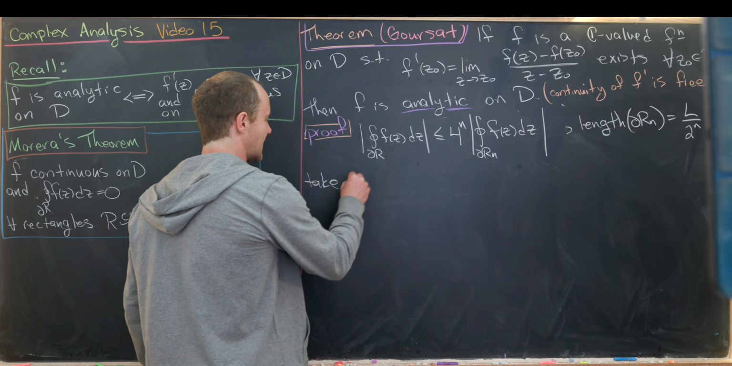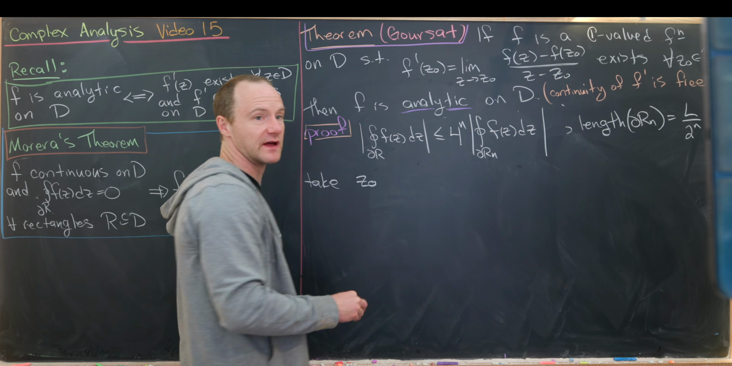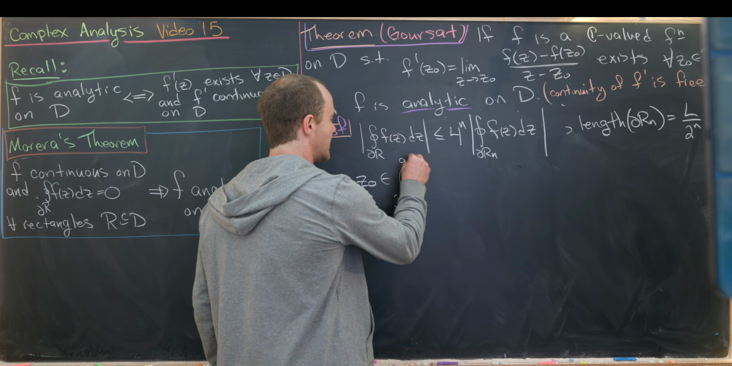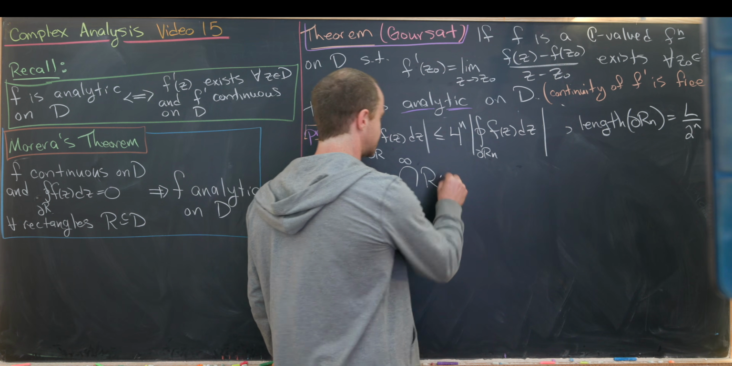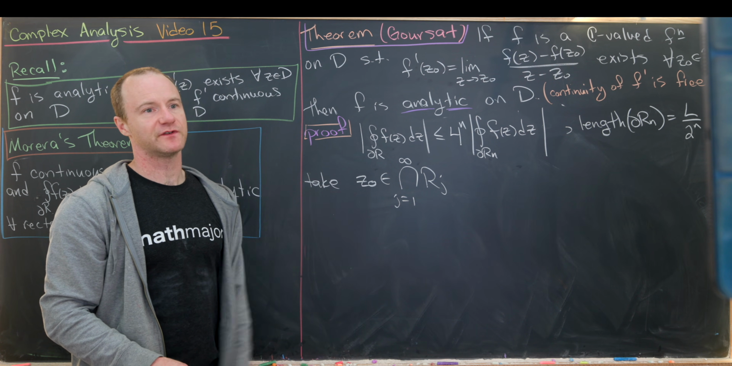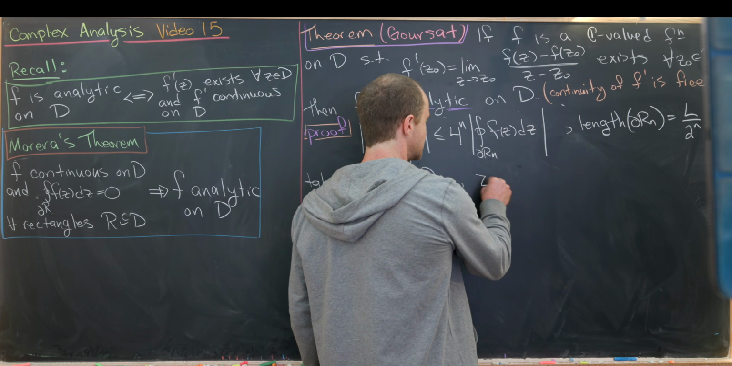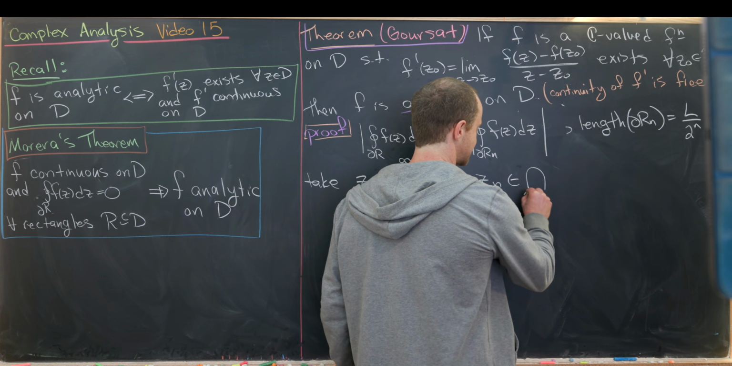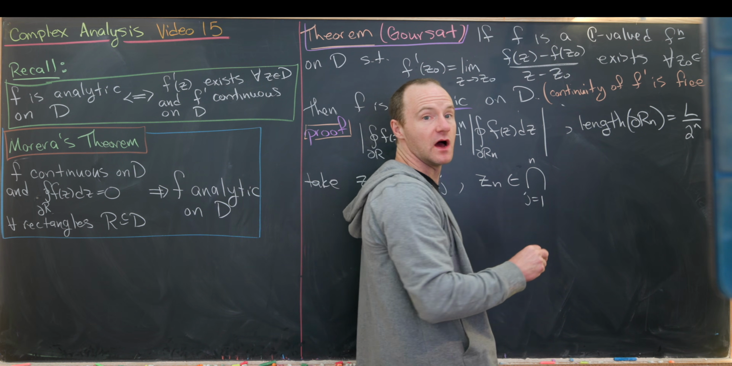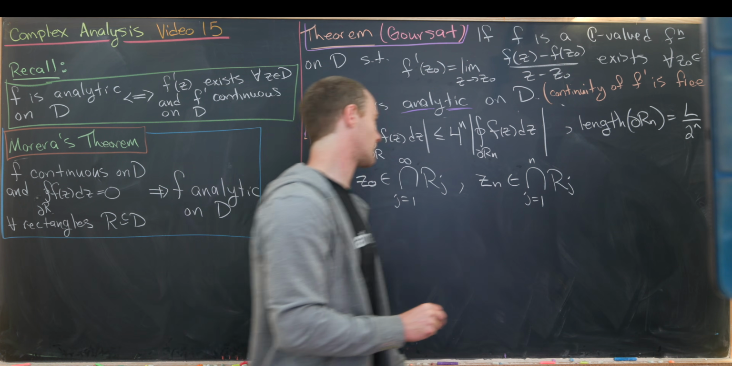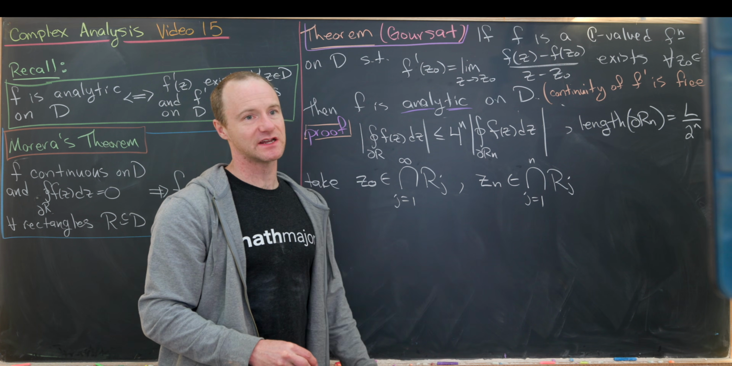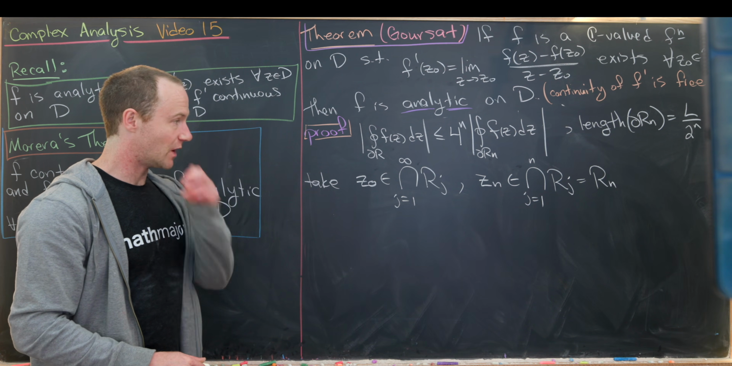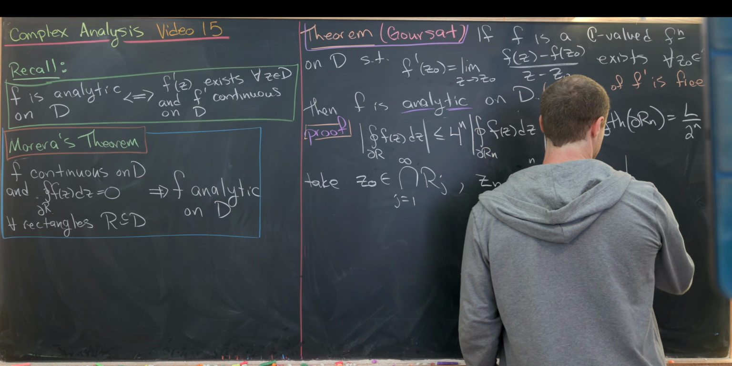So let's take a z0 from a certain place. That place will be the intersection as j goes from 1 to infinity of R_j. So that means it's within the intersection of all of those rectangles. And then we'll also take a z_n, and this is going to be any z_n inside the intersection as j goes from 1 to n of R_j. But notice, since we have the nesting of those rectangles, this is exactly equal to R_n. So let's maybe make a picture of what's going on here.